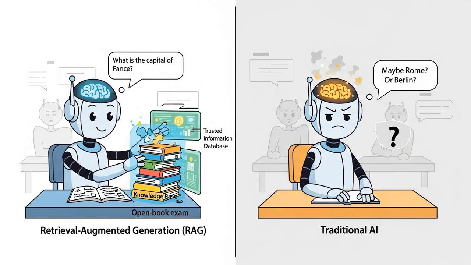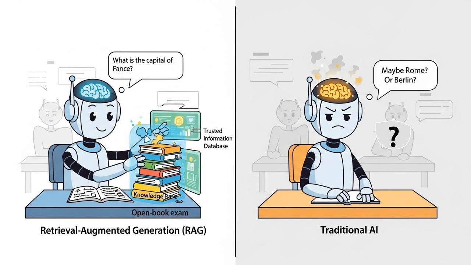Here's how it works. When you ask a question, the system first retrieves snippets of text from a pre-approved database, like a company's product manuals or a collection of scientific papers. Then it combines your question with this retrieved information and feeds it all to the AI. The AI then generates an answer based on the facts it was just given.